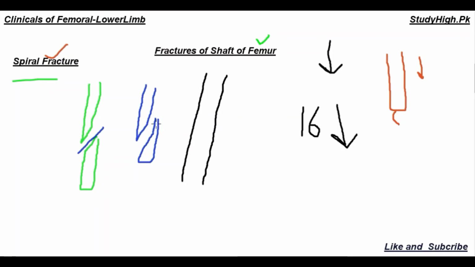So two important things. What is a spiral fracture? In this spiral fracture, the breakdown of bone occurs like this, and there is overriding of the different parts of the broken femur. As a result, there is a shortening of the limb. And the second important thing that you must know about fractures of the shaft of the femur is that it happens mostly in children below 16 years of age.